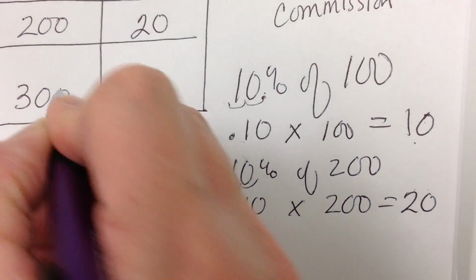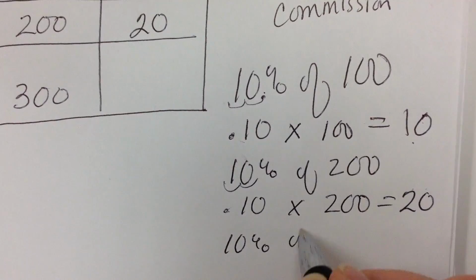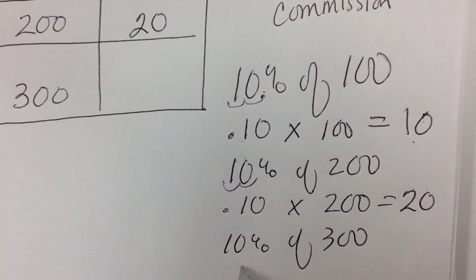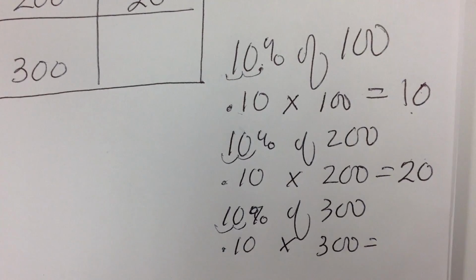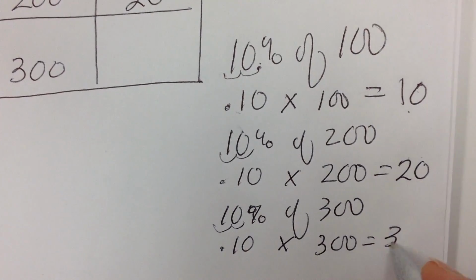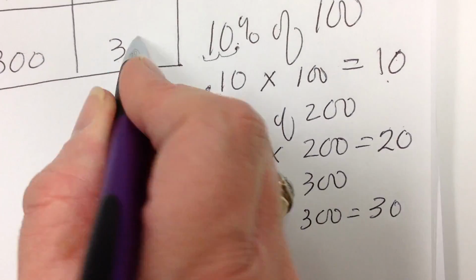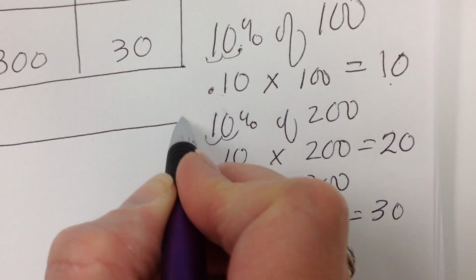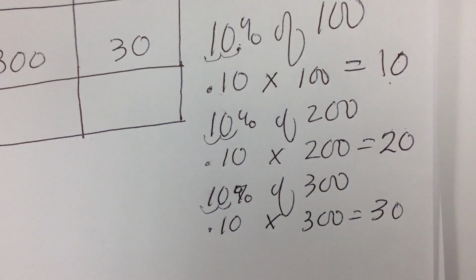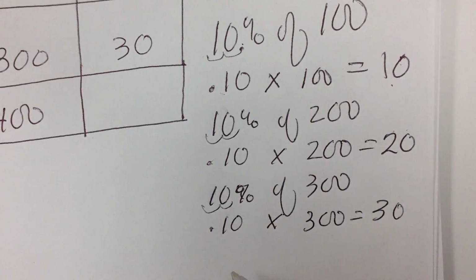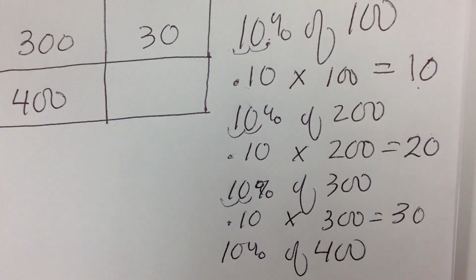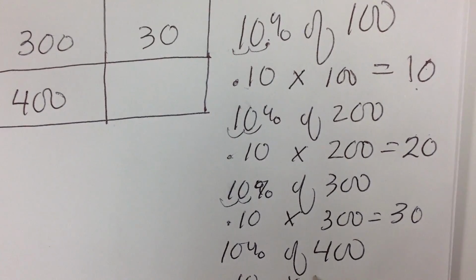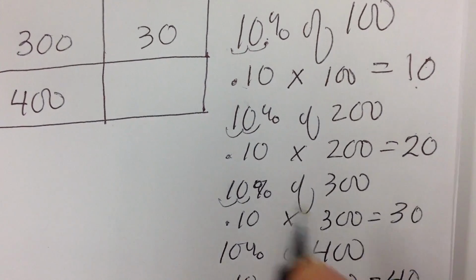So let's take 300. What's 10% of 300? So changing that 10% to a decimal, that's 0.10 times 300. If you punch that in your calculator, you will get 30. And let's do one more ordered pair for our chart. Let's do 400. What is 10% of 400? So 0.10 times 400 gives you 40.